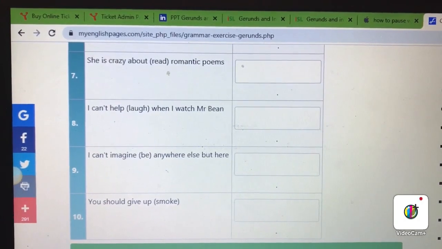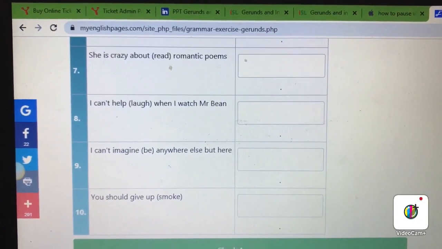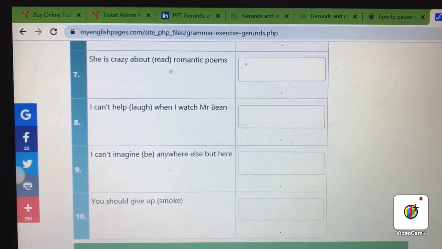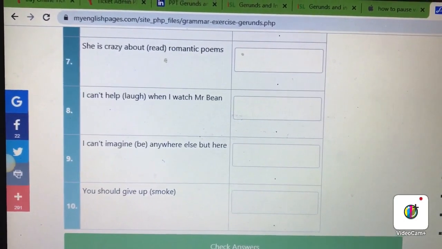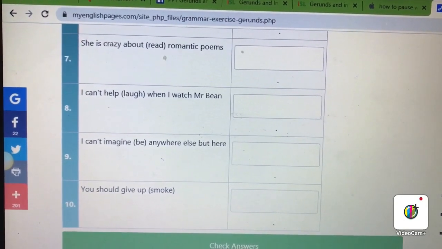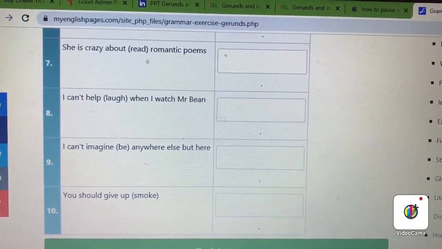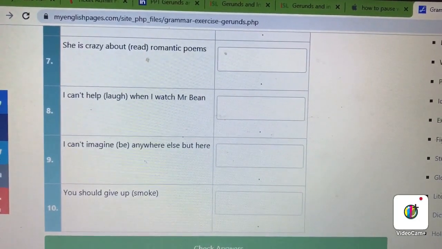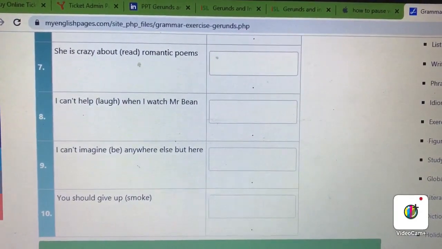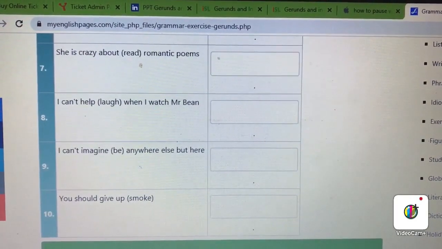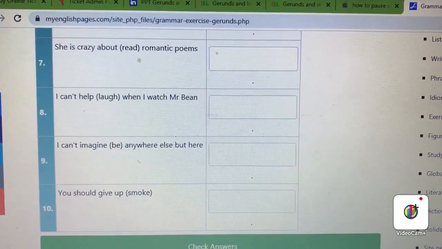She's crazy about dash romantic poems. I can't help dash when I watch Mr. Bean. I can't imagine. Okay, in this sentence we have be in the bracket. As we have studied before, when we have be, it means we have to use an auxiliary verb. And after adding ing with it: I can't imagine being anywhere else but here. We simply have to use ing to make it a gerund. It doesn't mean we have to use any helping verb over here. It simply becomes a gerund after adding an ing.